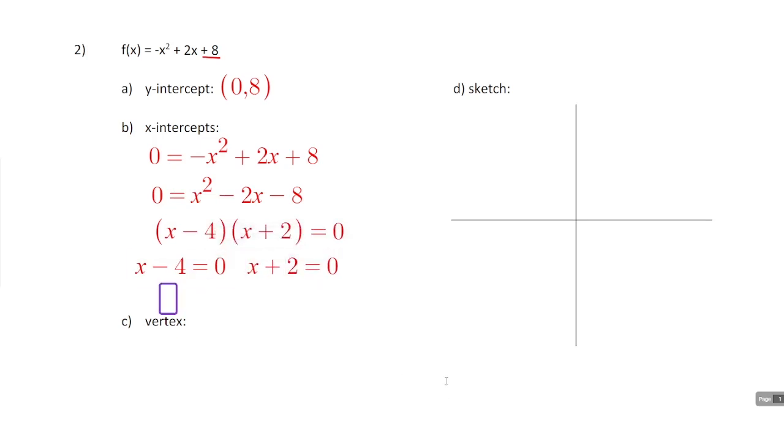So x will either be 4 or -2. So my x-intercepts are going to be at (4, 0) and (-2, 0).